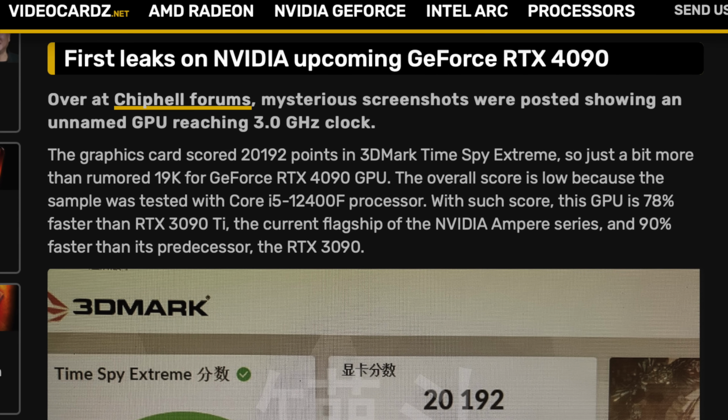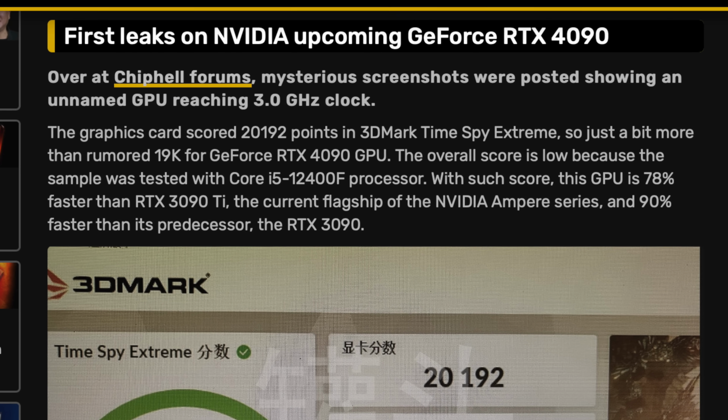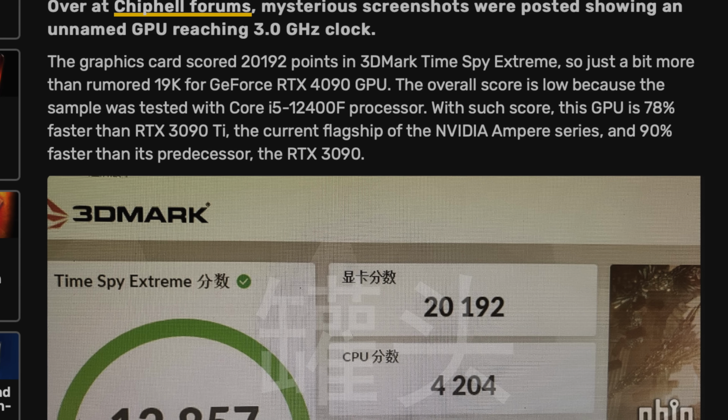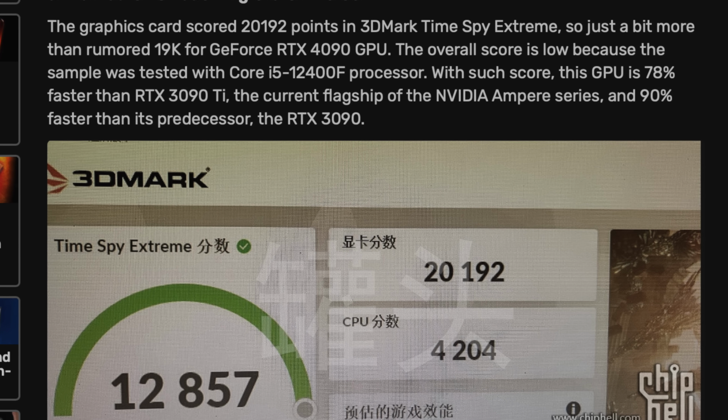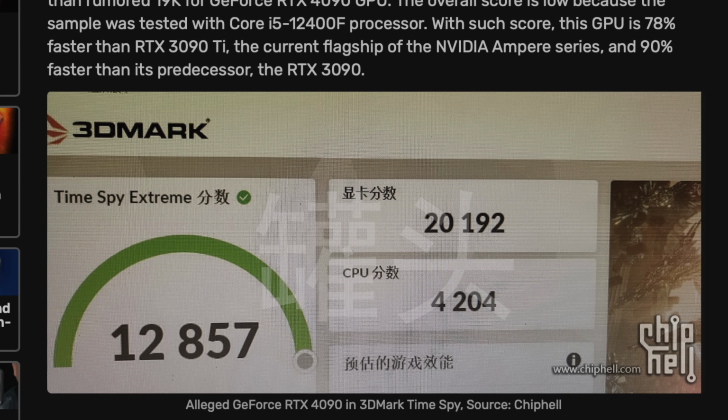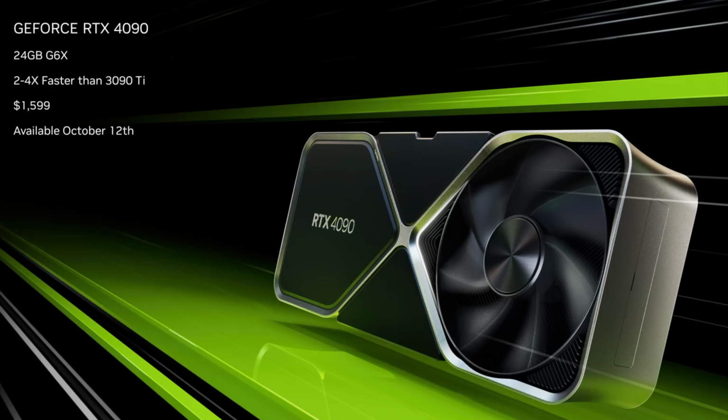And we do have that Time Spy Extreme result of the RTX 4090 that was overclocked at 3 GHz, where it scored 20,000, whereas an RTX 3090 scores 10,000. So 2 times the performance. The 4090 is in a class of its own, and nVidia can choose to price it as such. Let's see if many 4090s will actually be available for that $1,599 price.